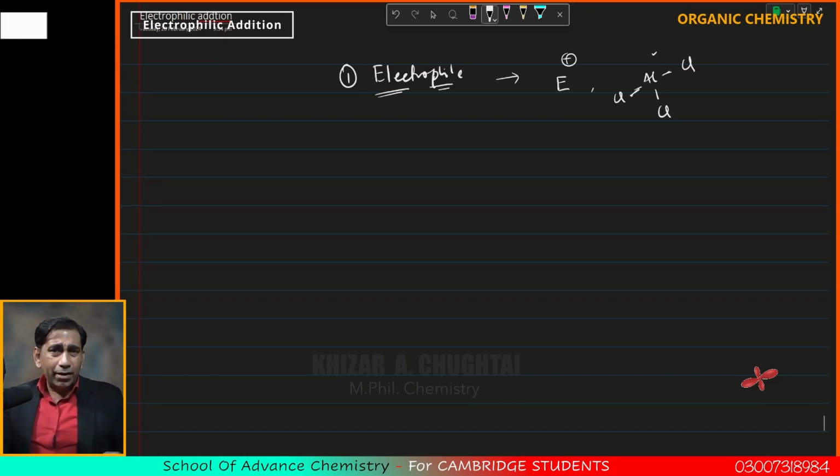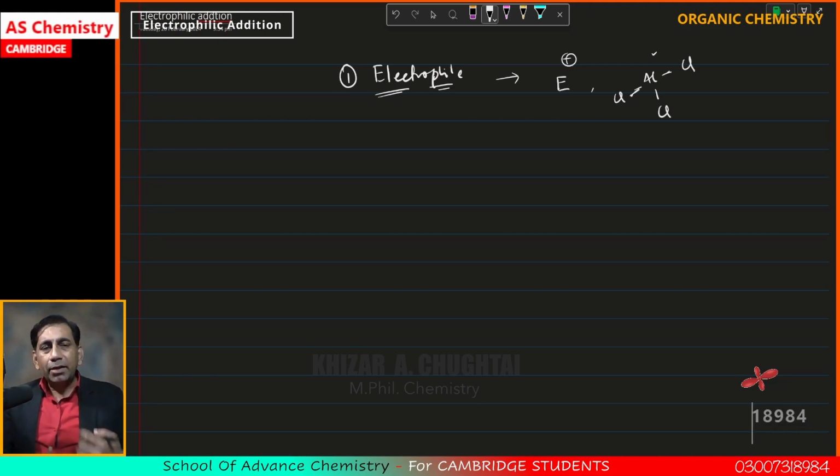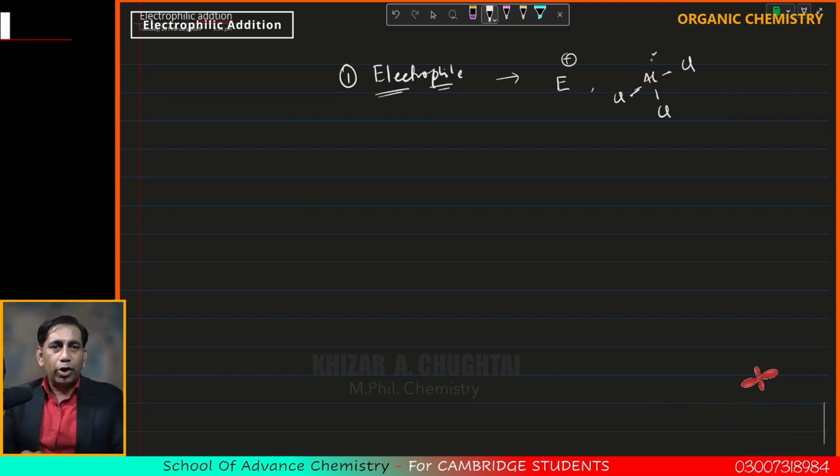So generally any species that has a positive charge, I mean highly electron deficient molecules, and any molecule that does not have a positive charge, but if any atom in it has an incomplete octet, then that molecule can also act as an electrophile.